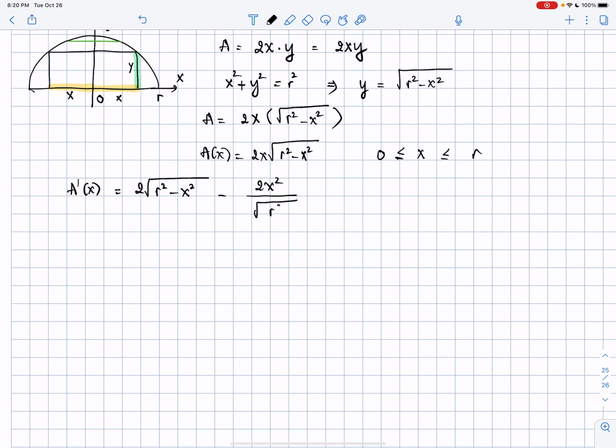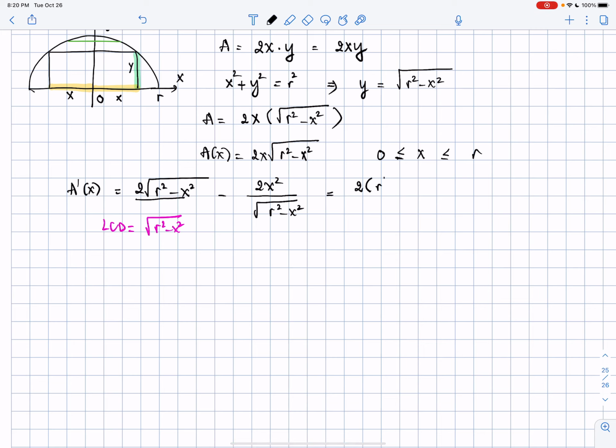Okay, so we will get this, and then we find the least common denominator, which is the square root of r squared minus x squared. So you will multiply the first term on top by the square root of r squared minus x squared, and then simplify. Then this is what you will get.